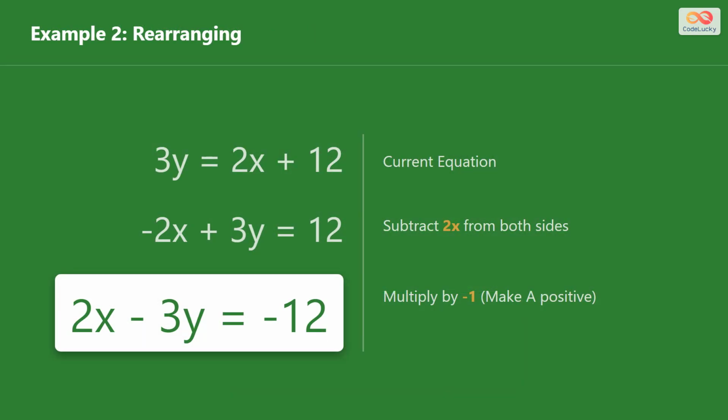Next, we need to move the x term. We subtract 2x from both sides, getting -2x plus 3y equals 12. Finally, since our x term is negative, we multiply everything by -1 to fix the signs. The result is 2x minus 3y equals -12.